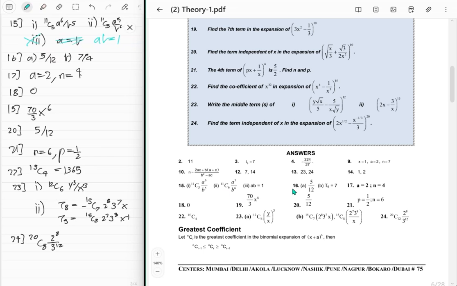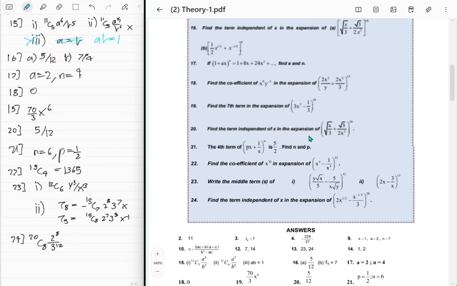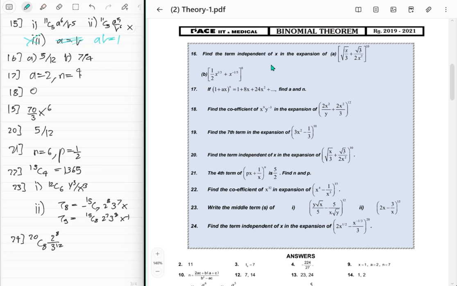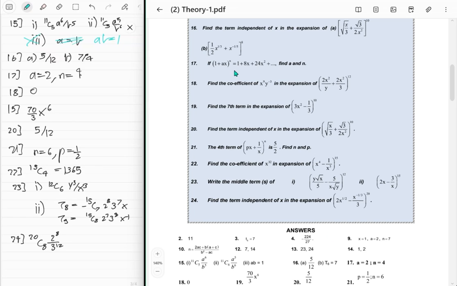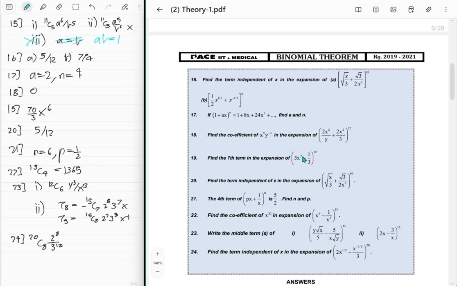16th: 5 upon 12, and then t6 is equal to 7. What? Wait, t6 was what? And this was which question? 16th. Find the term independent of x in the expansion of this guy. It was what? Where did it go? 15th was different. 16th is t6 is equal to 7, huh? Okay.